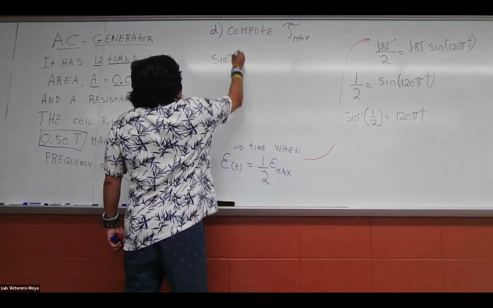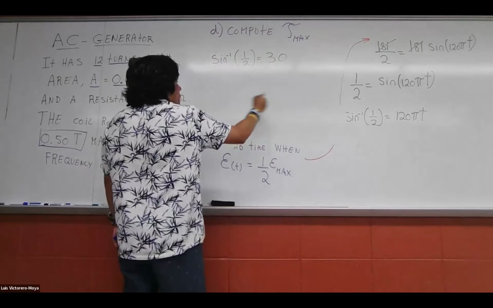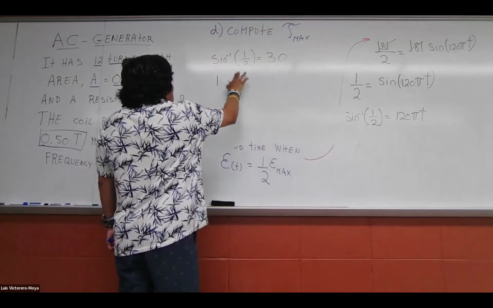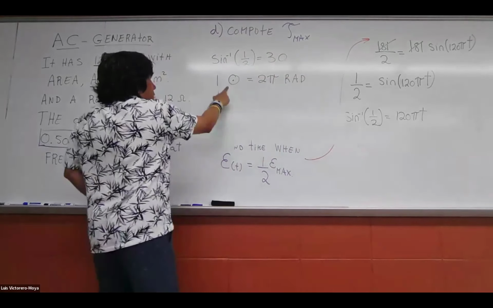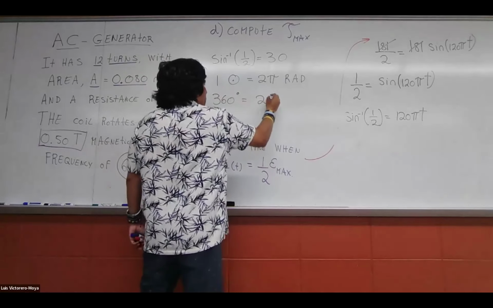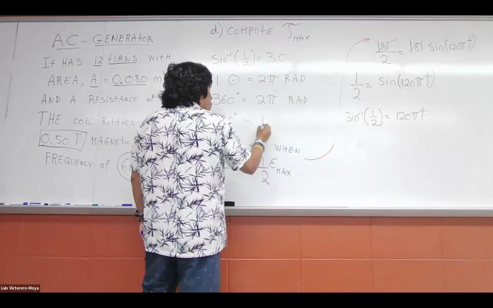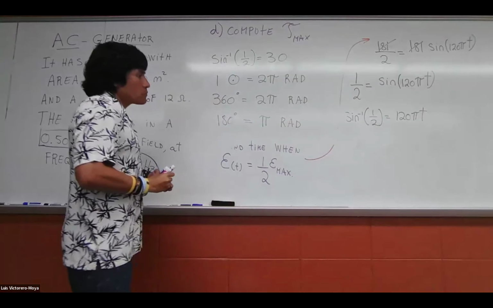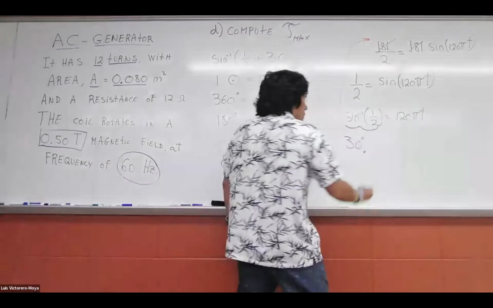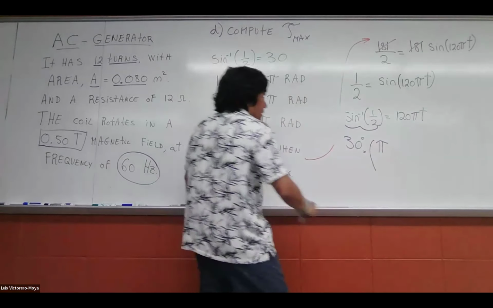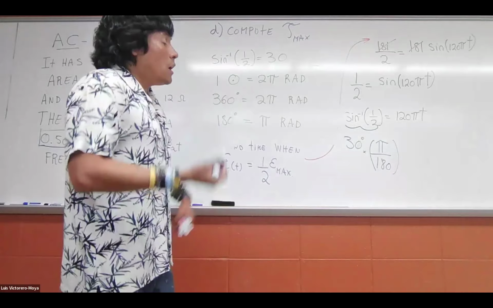The sine inverse of 1/2, if you use a calculator, will give you 30 degrees. But how do I go from 30 degrees to radians? I know it's pi over 6 because one circumference is equal to 2 pi radians, and one circumference is 360 degrees. So 180 degrees is equivalent to pi radians. So if this is 30 degrees, to convert to radians, you multiply by pi over 180. That's how it is pi over 6.